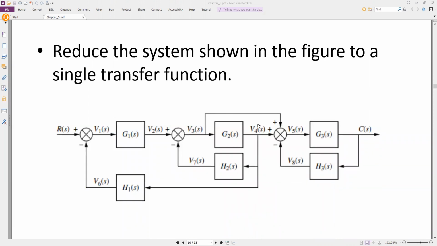We need to look at this. Now see, the question is to reduce the block diagram, right? Or to reduce the system into a single block. So it is possible for all of you to reduce the system into a single block. Okay, so now look at the figure here first. What is given?